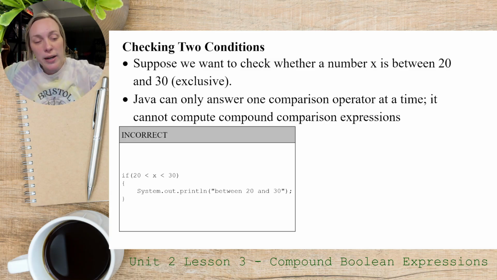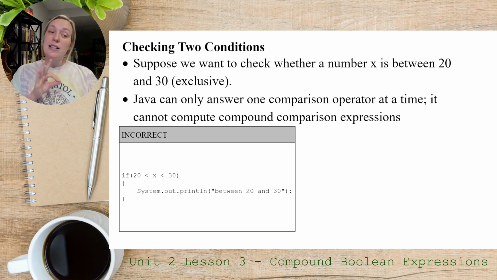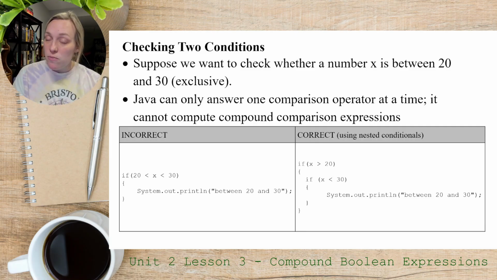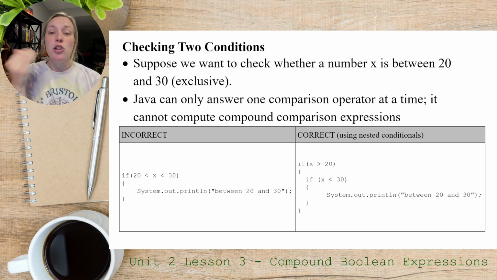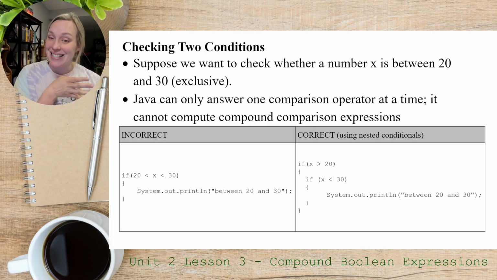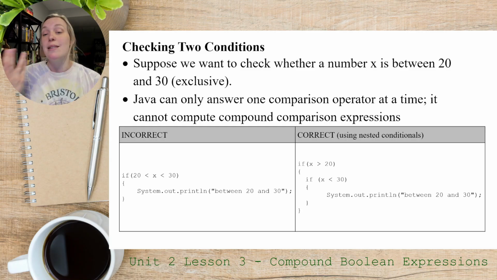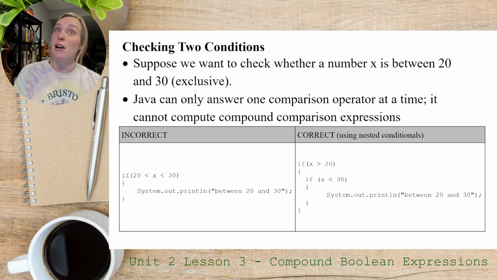You can't say if X is greater than 20 but less than 30, print between 20 and 30. This is incorrect syntax. You'll get a compiler error. Another correct way to do this would be what we learned about in last lesson, which would be to use nested conditionals. So if X is greater than 20, your next step is to check if X is less than 30. And if it is, then you can print X is between 20 and 30. That would be the correct way of using nested conditionals to check two comparison expressions.